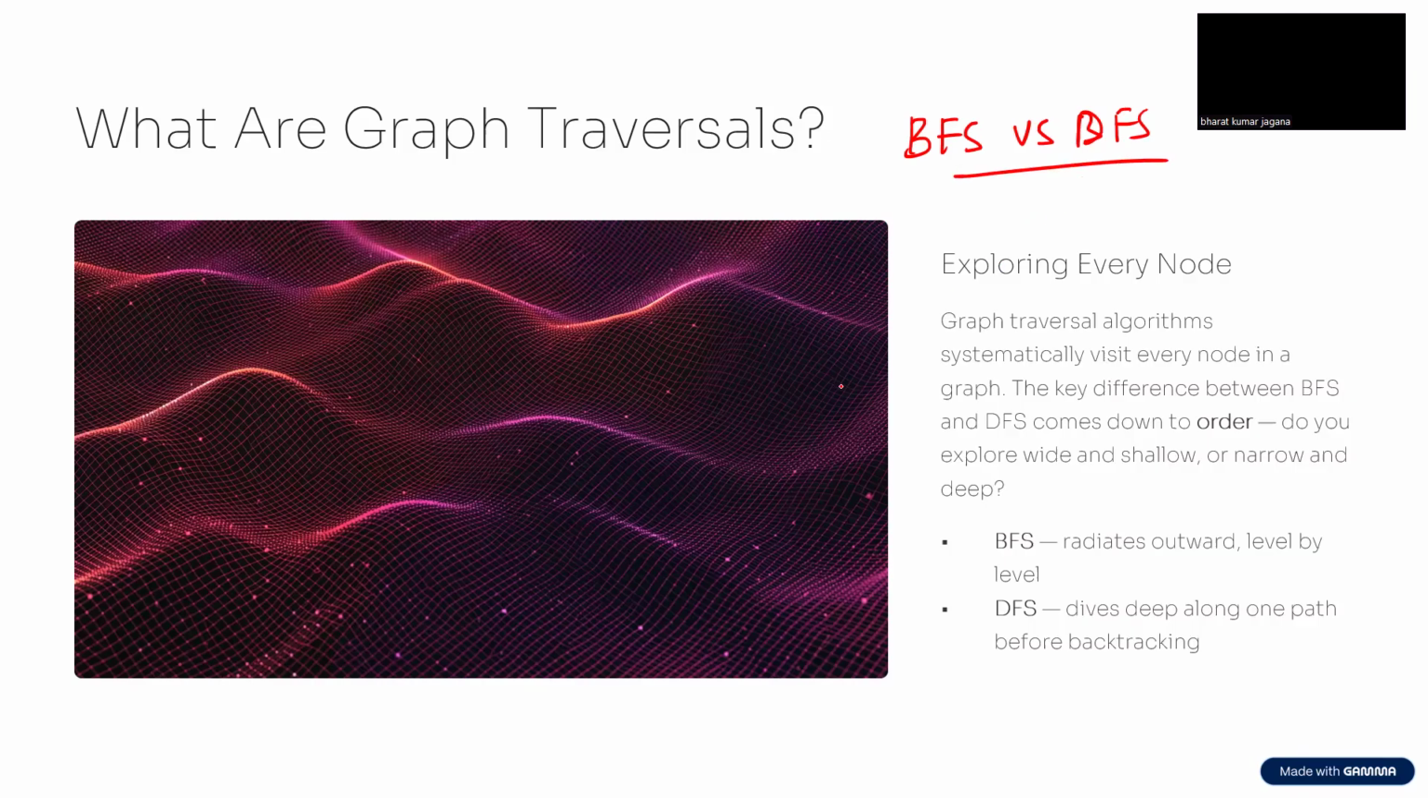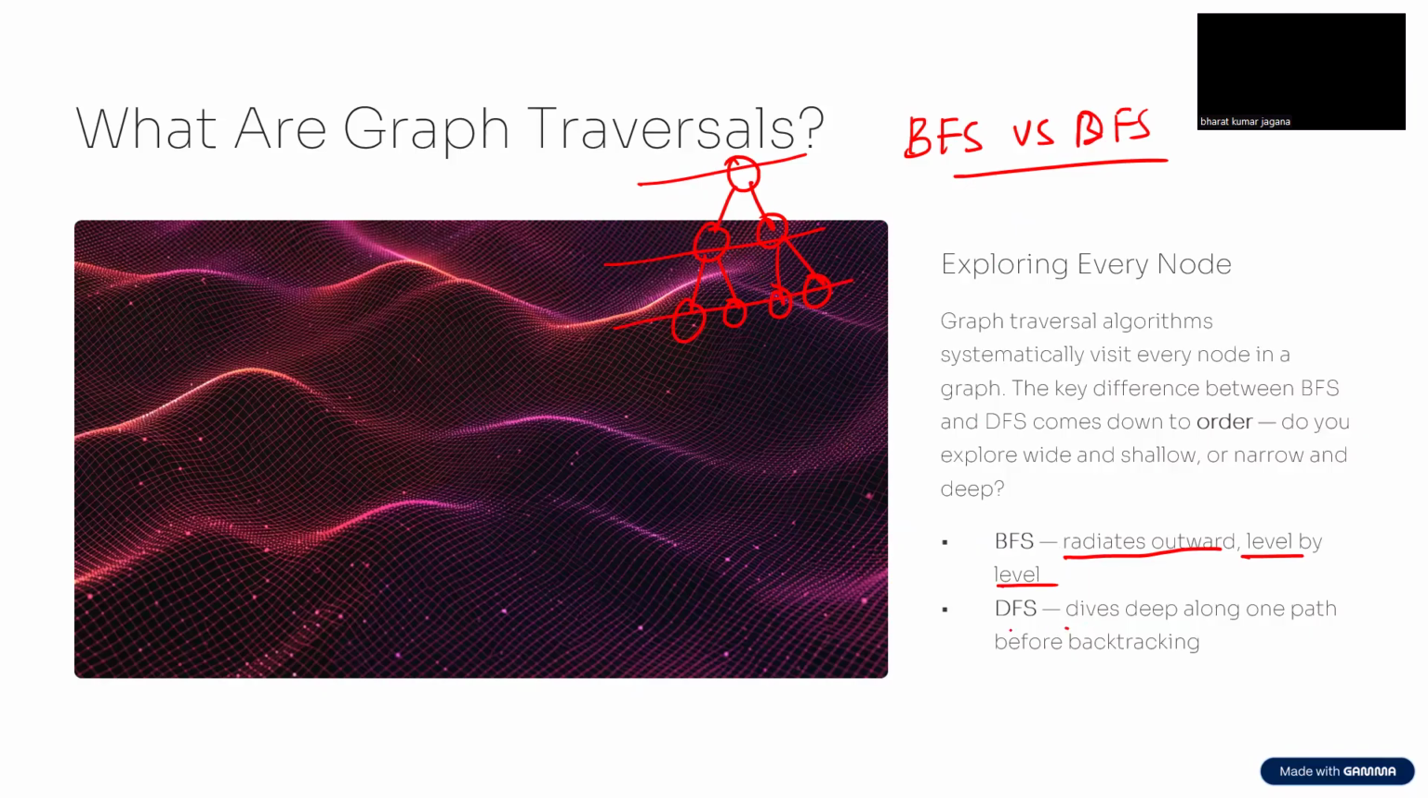Okay, so what is BFS? BFS radiates outward, and it is a level by level traversal that we have visited, right? If these are the nodes, it's not a graph, I have represented it as a tree for you to better visualize. So we'll go level by level like this, which I've explained in the previous video.